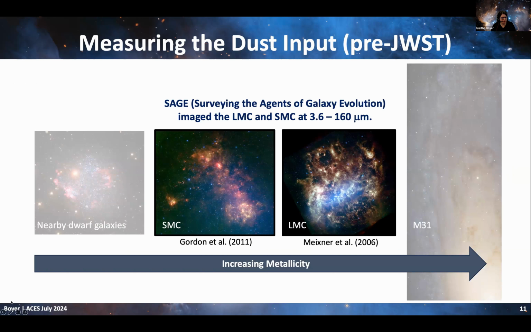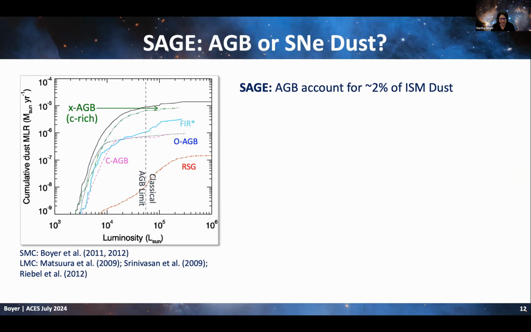So we have the LMC and the SMC here that were observed with Spitzer with the SAGE program. And so we have 3.6 to 160 microns. And in these galaxies, there's been a number of papers that have counted up all the AGB stars and tried to estimate how much dust they're making. The initial papers that came out from this program said that about 2% of the ISM dust can be accounted for by the AGB stars.